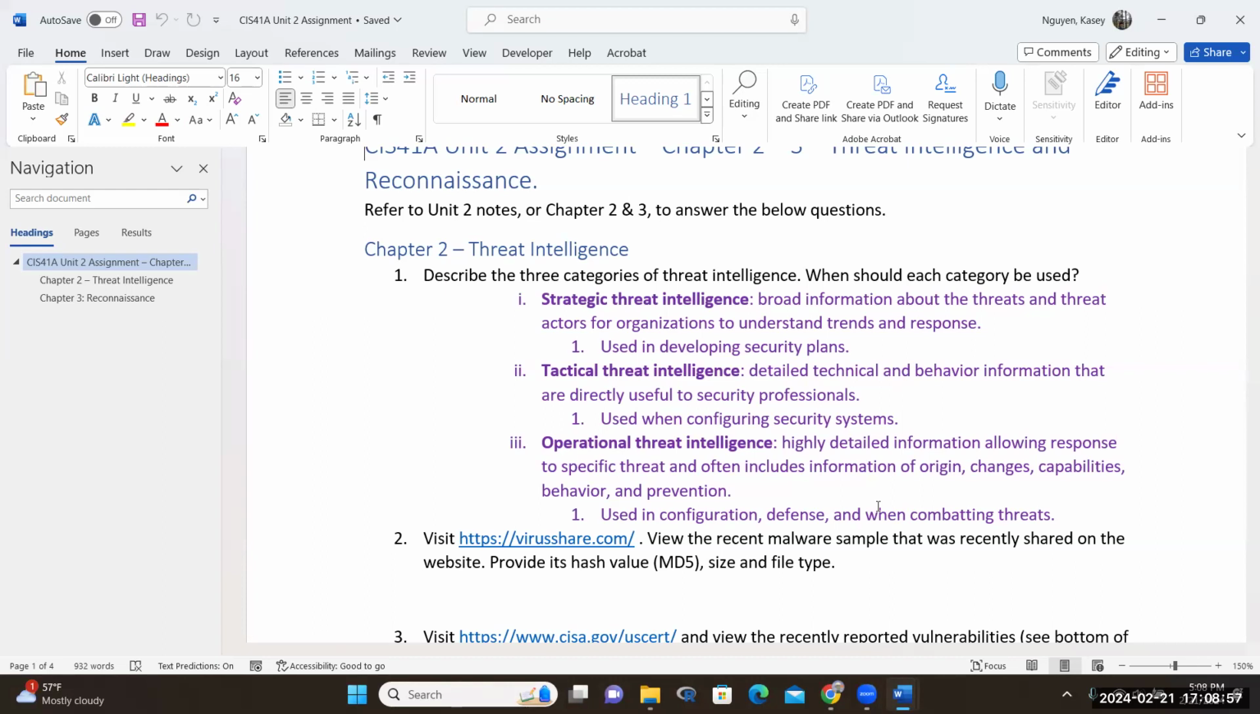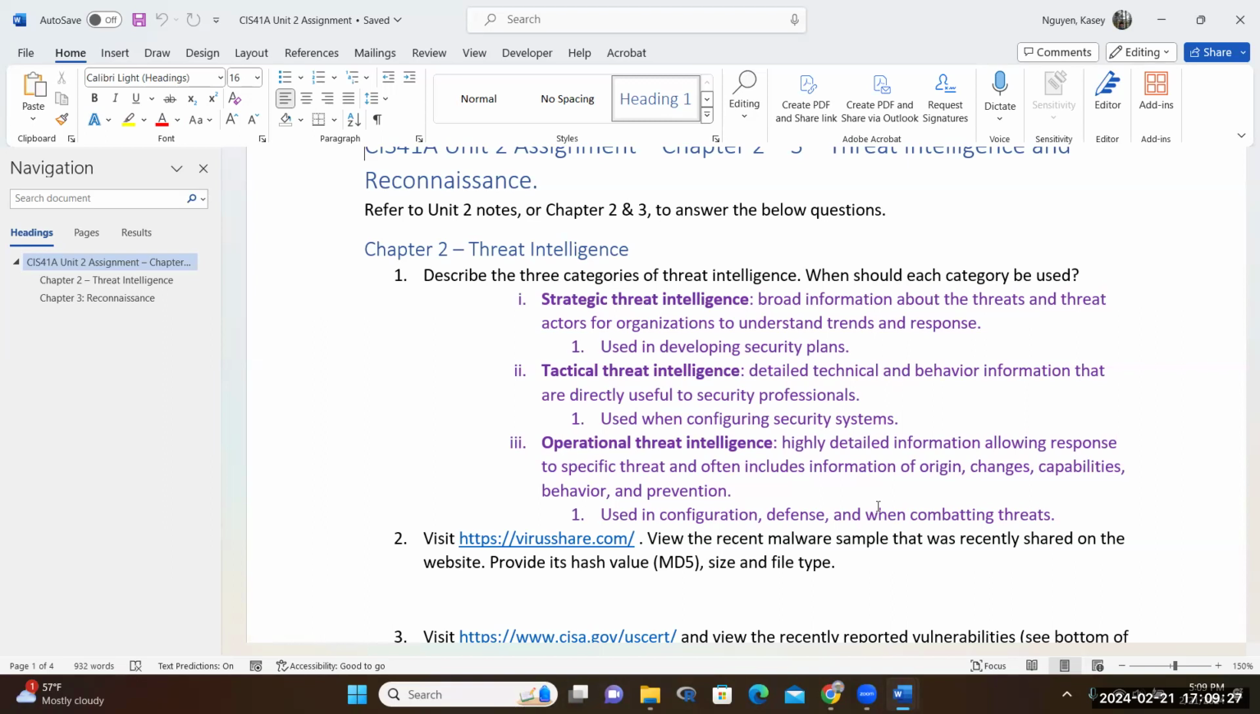And you can pull this from the Unit 2 notes, right? The categories are listed there. You just have to know when you should implement each category. So CySA+ will ask you some additional high-level information about threats, because as an analyst, you most likely deal with these categories a lot.